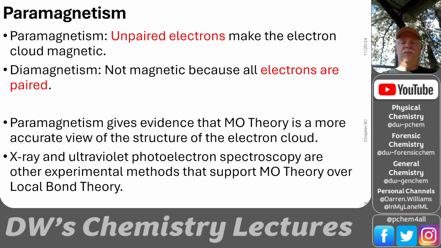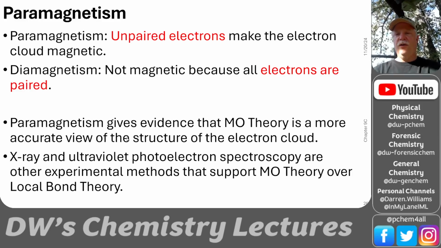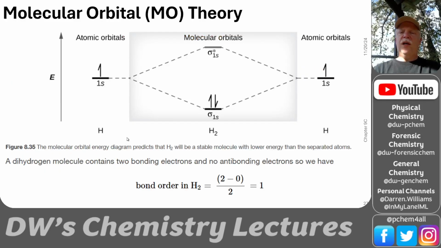We can also really probe the electron cloud using X-ray and ultraviolet photoelectron spectroscopy. For more information on that, just stay with the chemistry degree, and I'll see you in PChem, and I'll explain X-ray and UV photoelectron spectroscopy. It's a great tool. Okay, so here's molecular orbital theory.